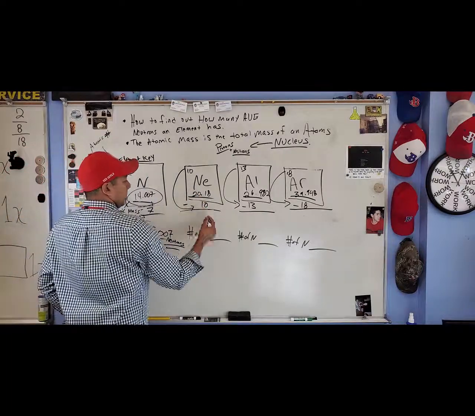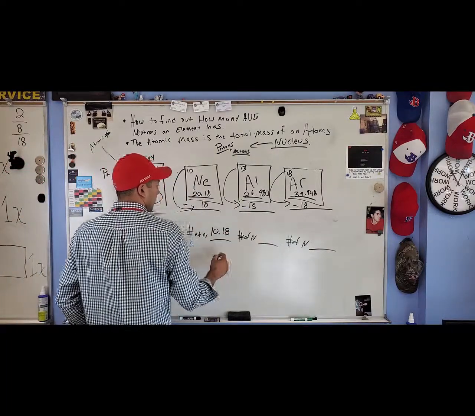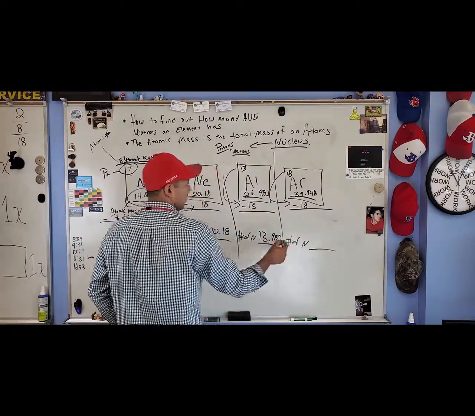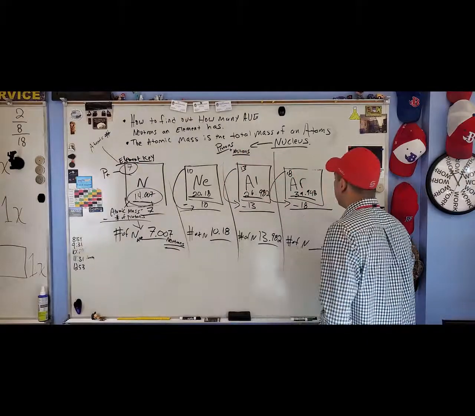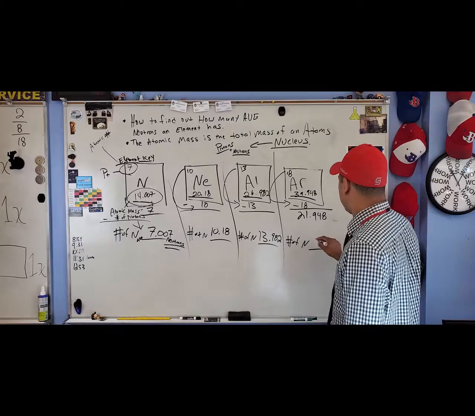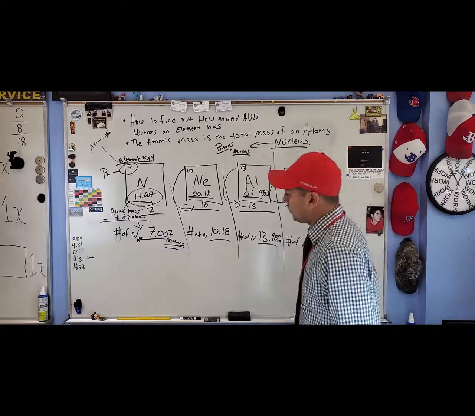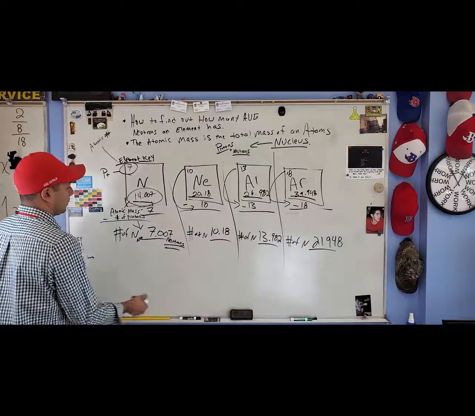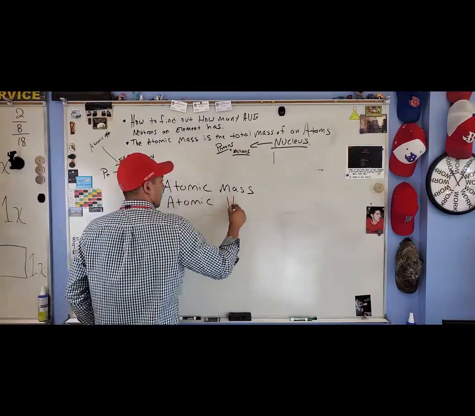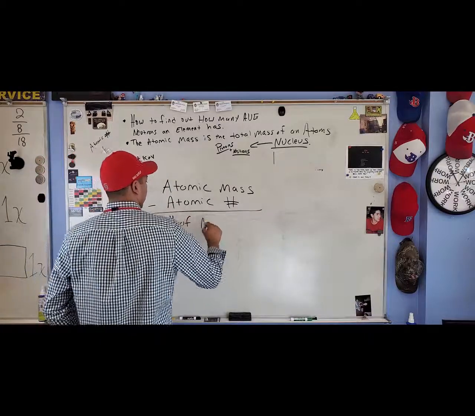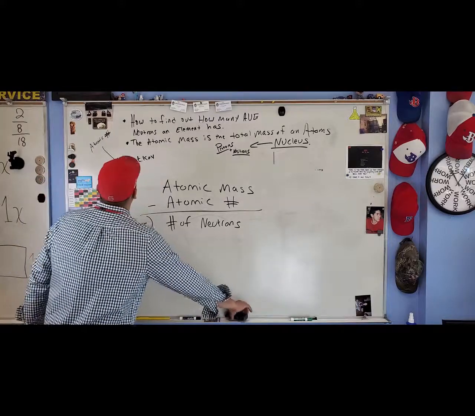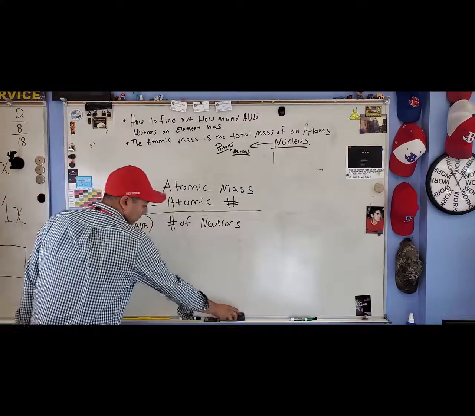Same as over here. I take 10 and I subtract it. I take 13 and I subtract it from the mass. I took 18 and I subtract it from the mass. And now on the line below you can see the number of neutrons for each atom. You have to remember that the atomic mass minus the atomic number will equal the average number of neutrons. Remember this equation and use it.